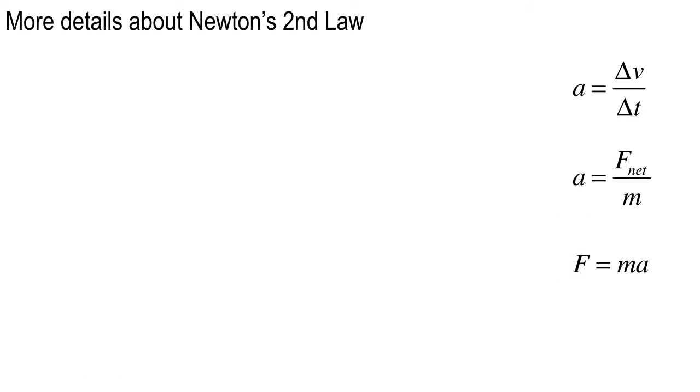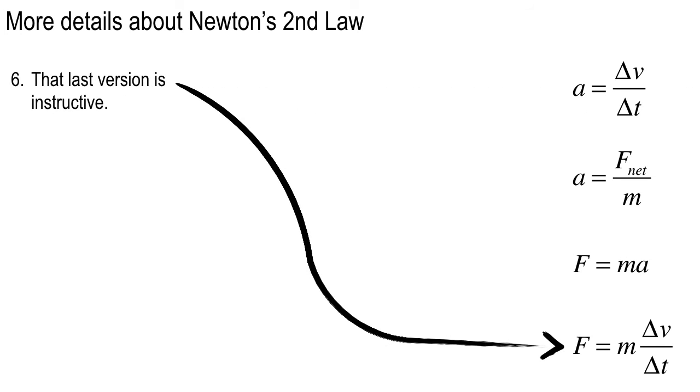All right, let's talk about some details. Now, we know the definition over here, upper right, of acceleration, delta V over delta T, and Sir Isaac Newton's concept, A equals F net over M, or F equals MA. That actually allows us to use this formula here, F equals M times delta V over delta T.